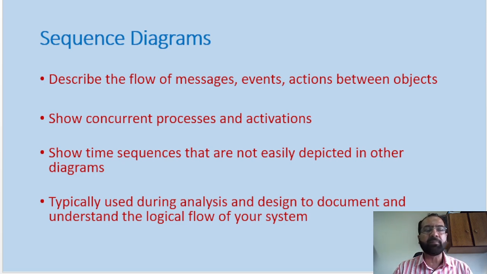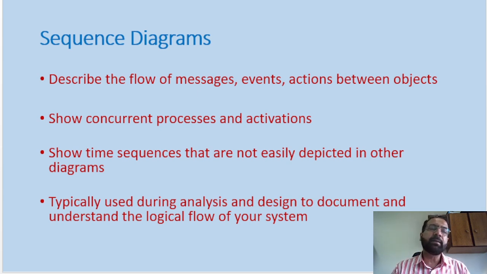No other diagram captures the sequence of activities like this. Here we have the sequence, so we exactly know which event or interaction occurs first and how the object replied to it. We have this information available in the sequence diagram, typically used during analysis and design to document and understand the logical flow of our system. In the beginning we focus on use case models to determine the functional requirements, but we also want to see how those functional requirements have been achieved, and how those objects interacted with each other to complete that particular functionality.